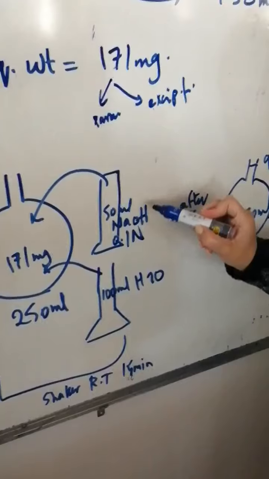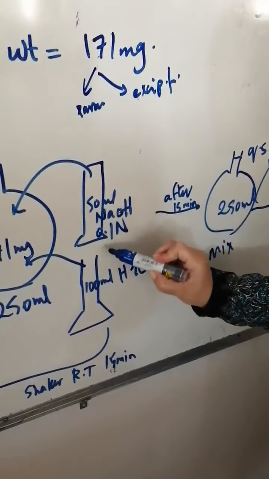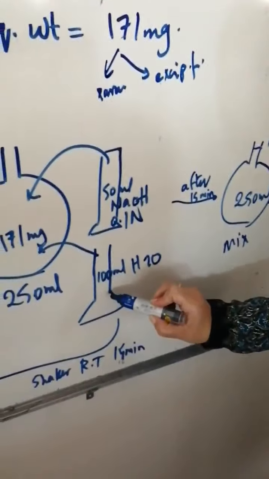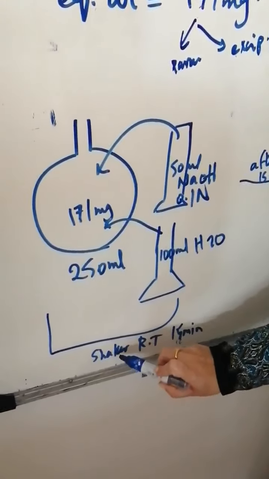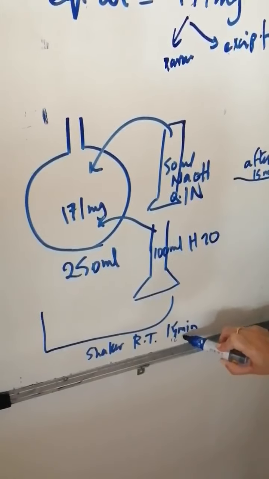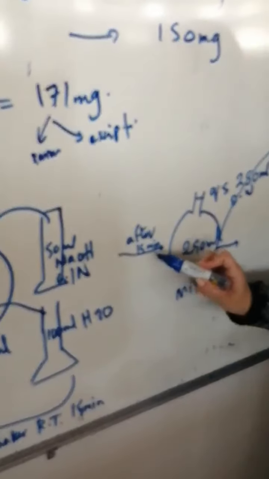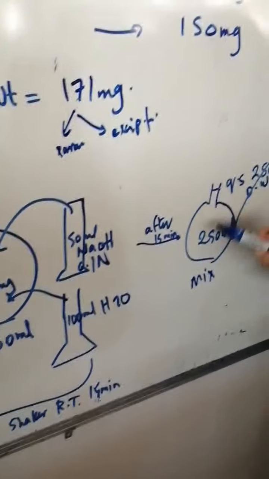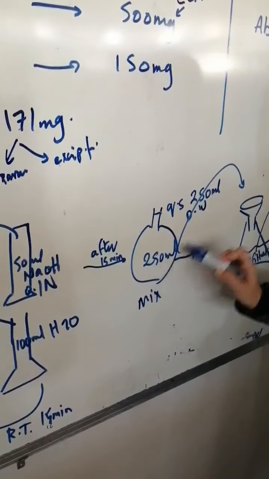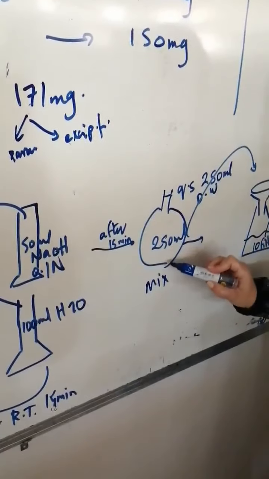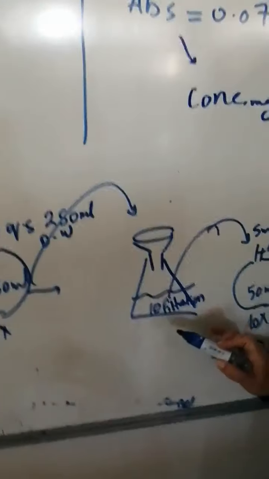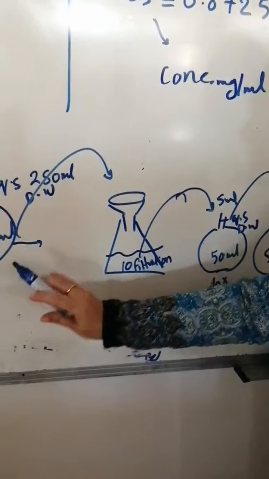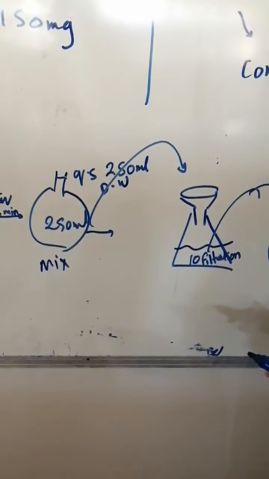We are going to add 50 ml of NaOH, 0.1 normal. Then we add 100 ml of water, and we are going to put it on a shaker at room temperature for 15 minutes. After the 15 minutes is finished, we are going to complete the volume to 250 by using distilled water. After mixing, we are going to filtrate that mixture. We need here just maximum 10 mL. We don't have to filtrate the whole amount.